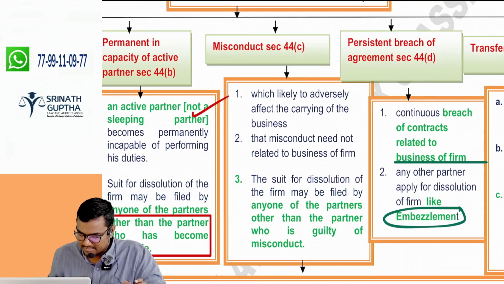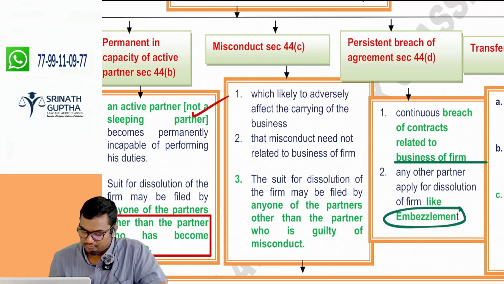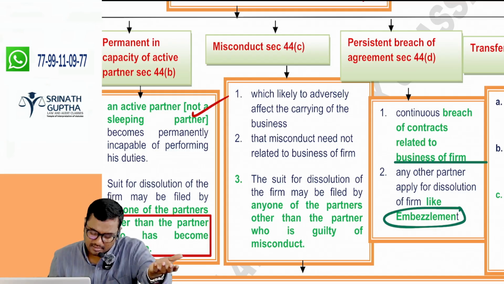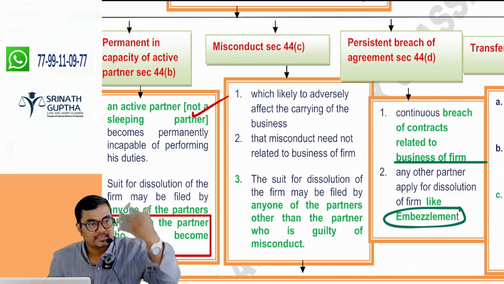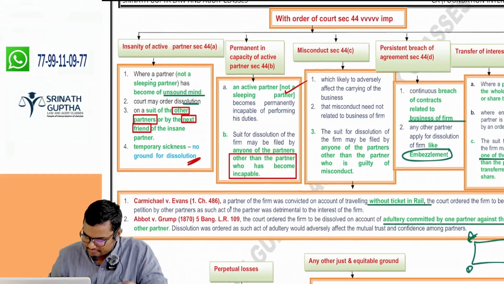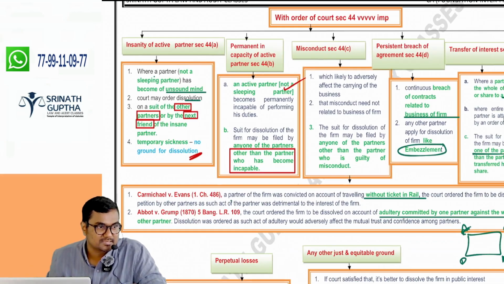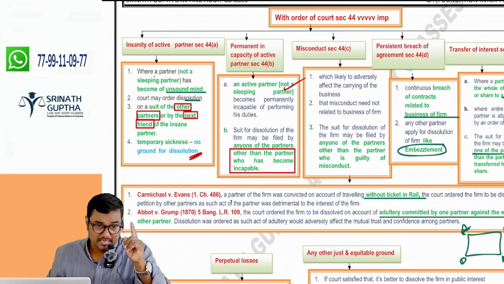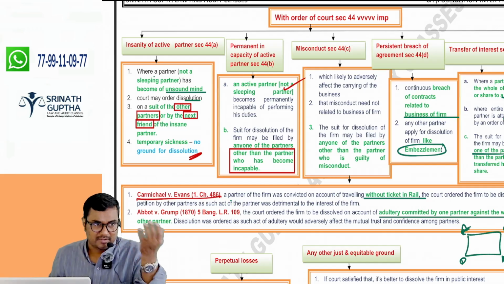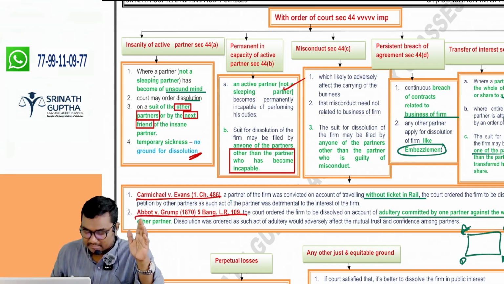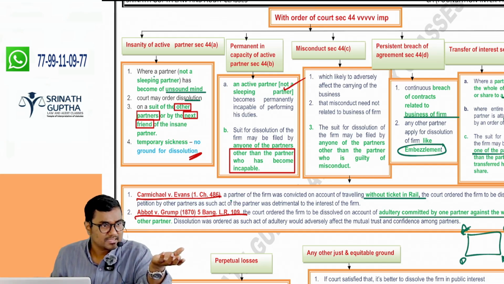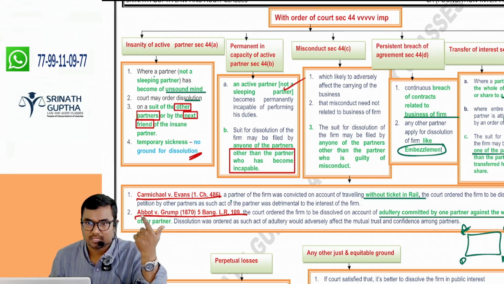Next one is misconduct. If a partner is making misconduct with the other partners or with the customers, then any other partner may approach the court of law for dissolution. We discussed a few examples. He is throwing the gulab jamun, he is beating the customers, he is sending the customers to another firm. And misconduct need not be related to the business of the firm. We discussed 2 case laws also. A partner was traveling by train without a ticket. One partner was committing adultery with the wife of another partner. So any other partner may approach the court of law for dissolution of the firm.